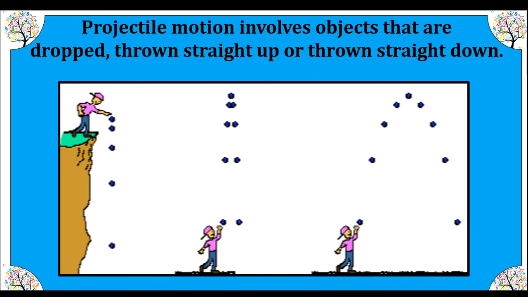Projectile motion involves objects that are dropped, thrown straight up, or thrown straight down. So you can see in this first case, an object is just dropped. The second case is thrown straight up and comes straight back down. However, you do see a narrow parabola because even just a split second has gone by for the object to go up and to come down.